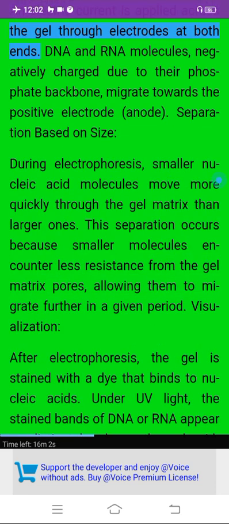Application of electric field. An electric current is applied across the gel through electrodes at both ends. DNA and RNA molecules, negatively charged due to their phosphate backbone, migrate towards the positive electrode, the anode. Separation based on size. During electrophoresis, smaller nucleic acid molecules move more quickly through the gel matrix than larger ones. This separation occurs because smaller molecules encounter less resistance from the gel matrix pores, allowing them to migrate further in a given period.